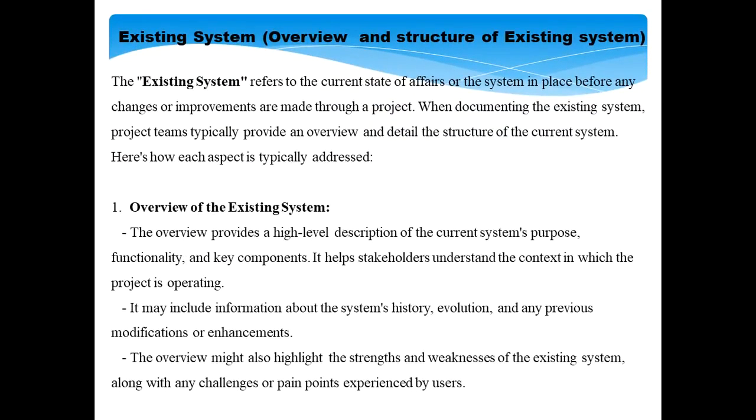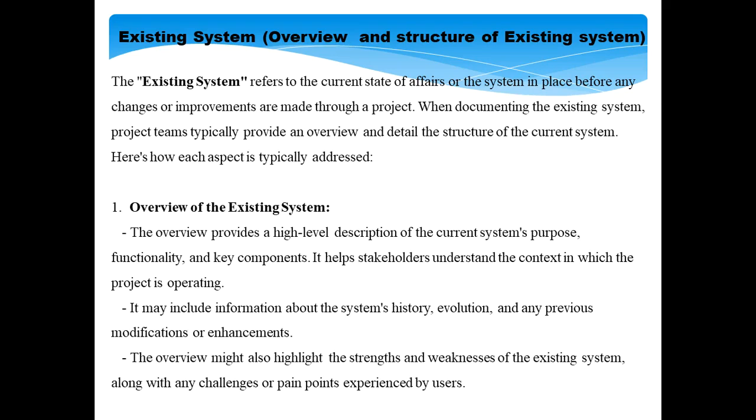Then the next part of system analysis is called existing system. Some people will say overview and structure of existing system. So you have to explain in your documentation or project what the issue is with the existing system. The existing system refers to the current state of affairs, or the system in place before any changes or improvements are made through a project. So here we are talking about the issues with the existing system, that is the overview and structure of the existing system.